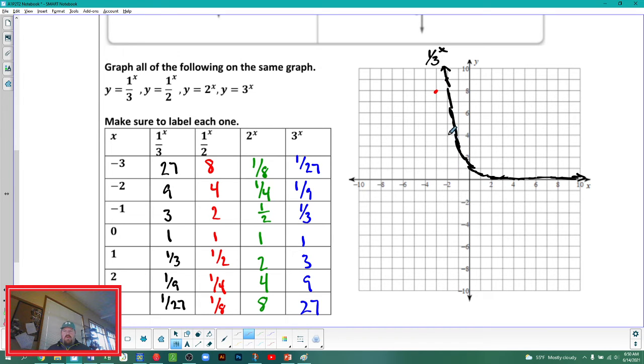At 2 it's 4. Sorry, at -3 it's 8. At -2 it's 4. At -1 it's 2. At 0 it's 1 again. 0, 1. At 1 it's 1/2. And then 1/4. And then 1/8. So that one's going to trail along like that.